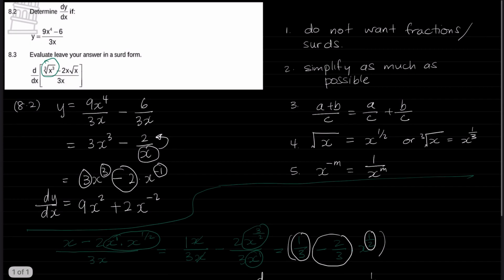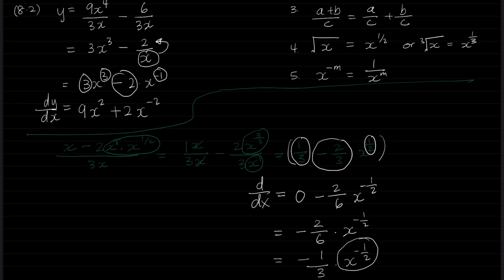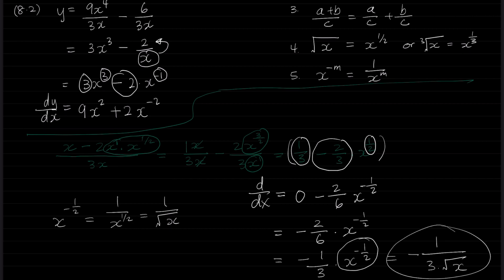But the question said they want it in surd form. So we can rewrite this in surd form. x to the power minus half can be rewritten as 1 over x to the power half. And we know that x to the power half is the same as the square root of x. So that's 1 over the square root of x. So we can rewrite this now as minus 1 over 3 times the square root of x. And that's our answer for d/dx.